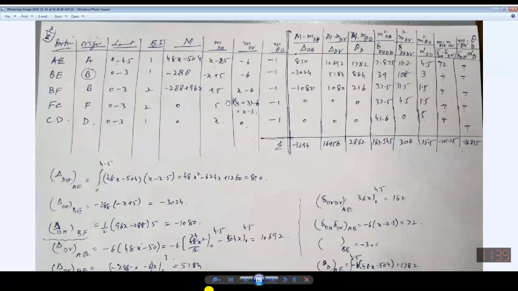Similarly, you will be applying unit force in the horizontal direction, unit force in the vertical direction, and unit moment at point D. When you multiply M, capital M, with this one, and this one, the multiplication of these two will give you delta DH. Multiplication of this and this will give you delta DV. Multiplication of M and small m theta will give you theta D. Am I right? Is it okay?